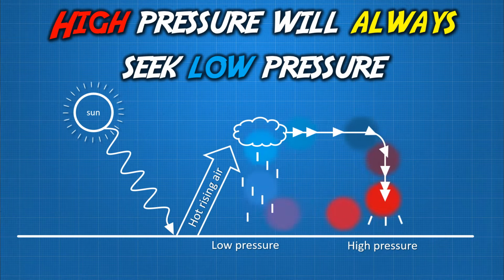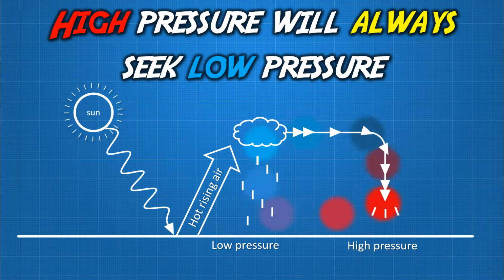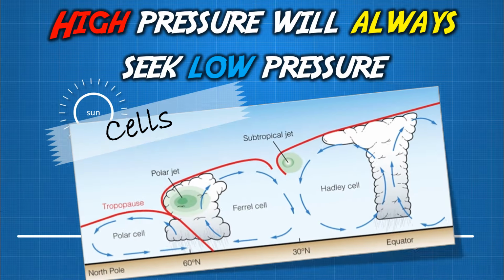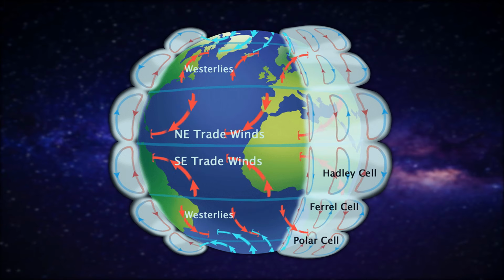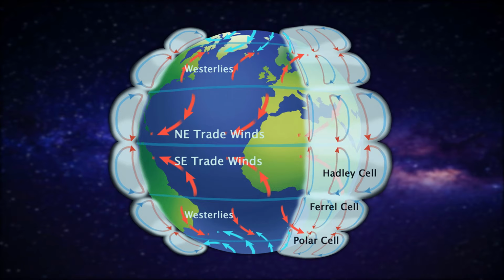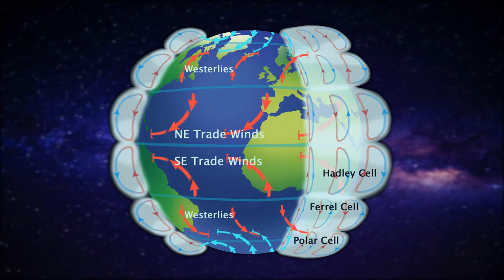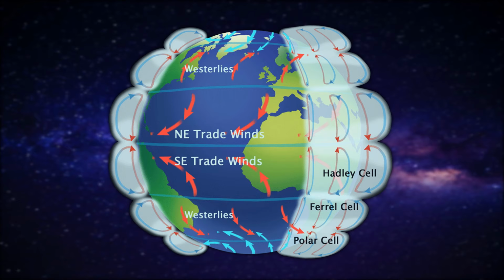The magic formula behind global atmospheric circulation is that high pressure will always seek low pressure. Global atmospheric circulation refers to these regions where low pressure moves to high pressure as cells. These circulation cells move rising warm air and sinking cold air all across the globe, but in a predictable direction since they're prevailing winds, and, of course, prevailing winds virtually always blow in the same direction.